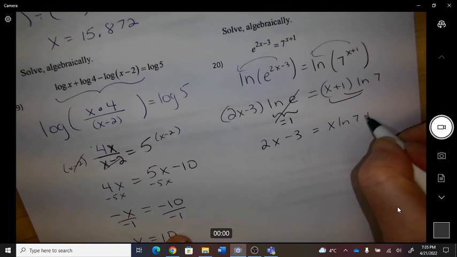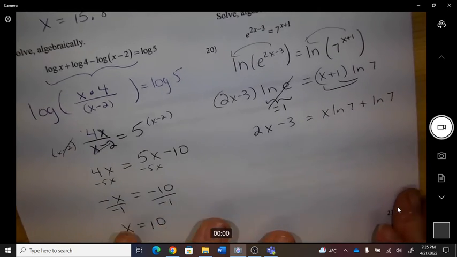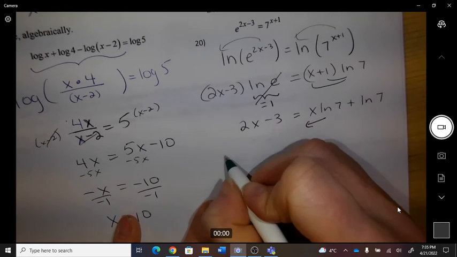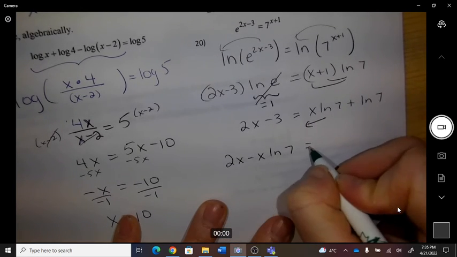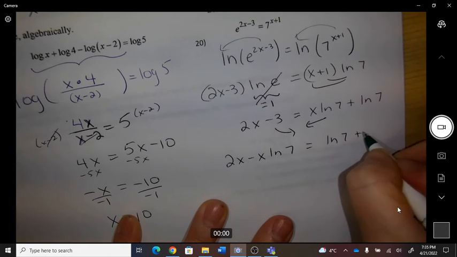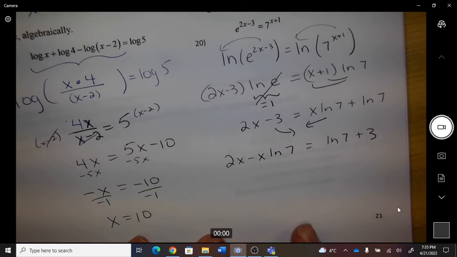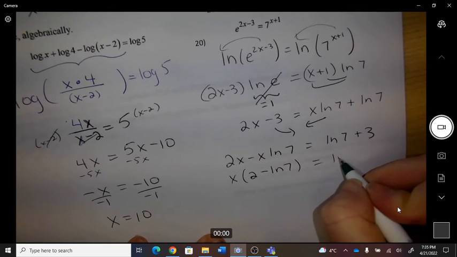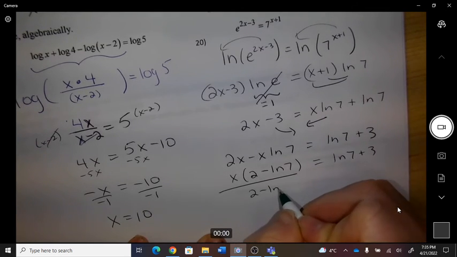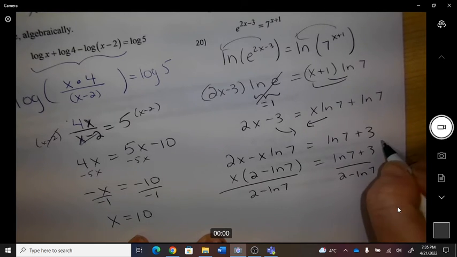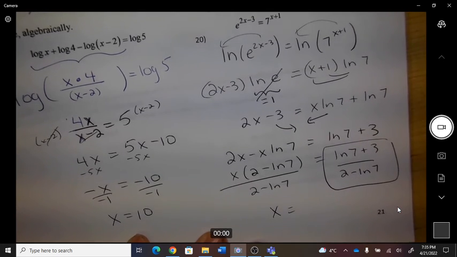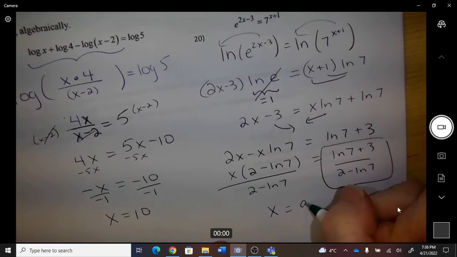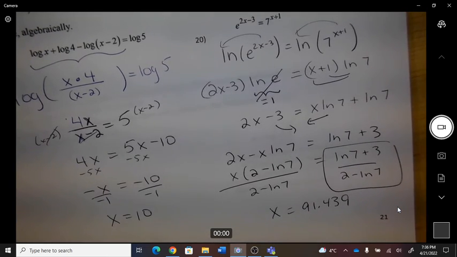X ln 7 plus 1 ln of 7. I'm going to move x stuff to one direction, so that's going that way. And then I'm going to move that to that side because it's not an x. And then I'm going to take the x out to get x alone. I'm dividing. So this is what I'm typing into my calculator. So your final answer should be 91.439 when you type it.